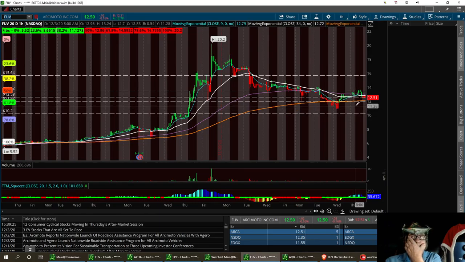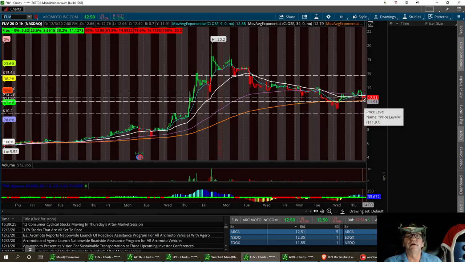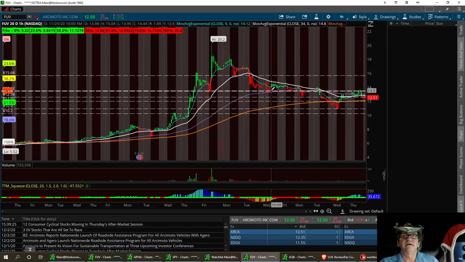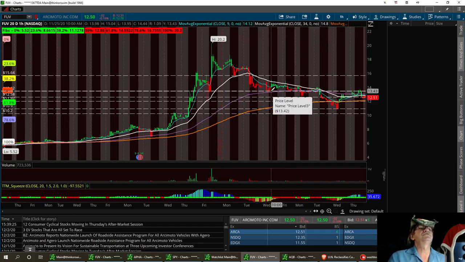FUV back here at support level just below 1191, 1197. We got a new support down here at 1090. FUV, let's see if we had any news in here. Launch roadside assistance program. There's nothing wrong with this right now. FUV. So low strong buy at 1090 and resistance to break up here at 12.